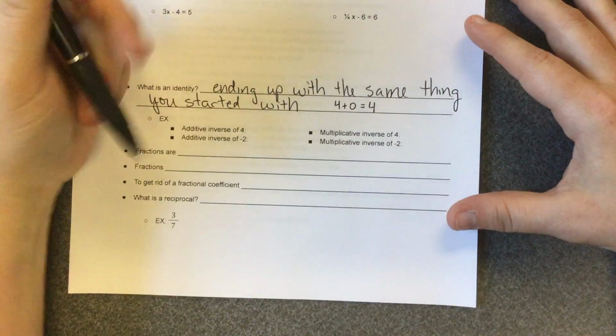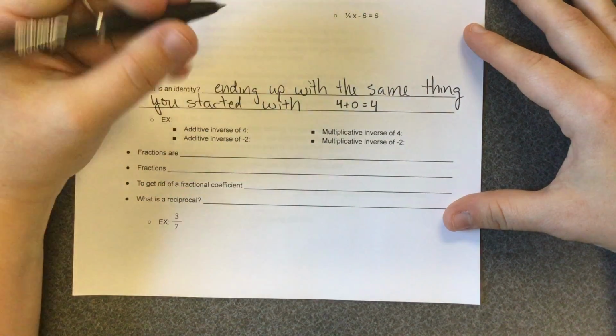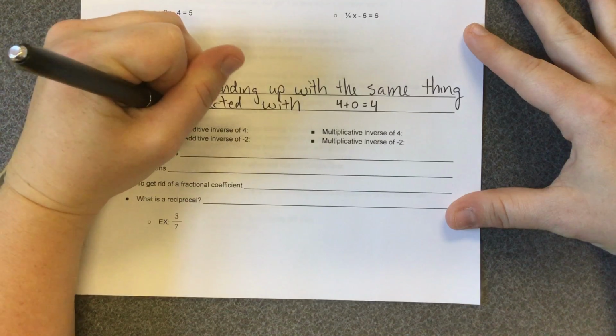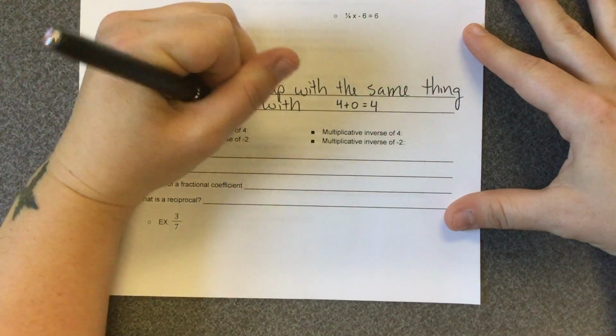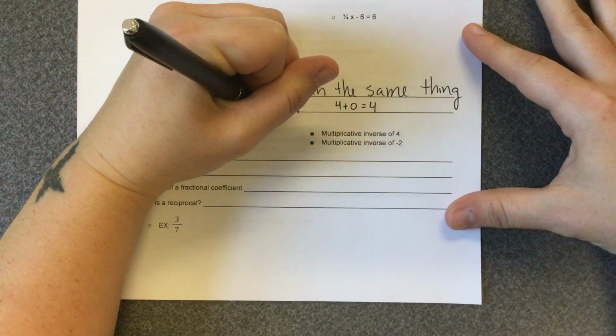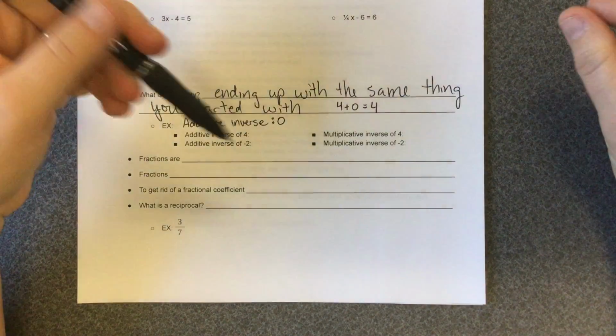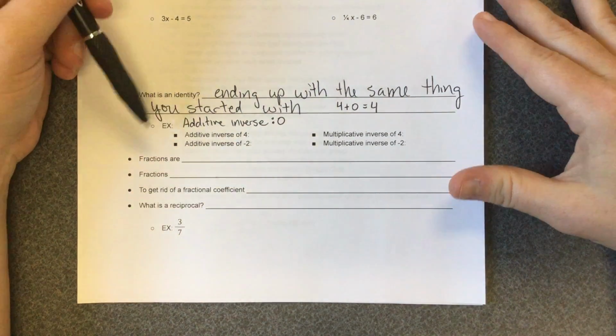So in order to get the identity, you would use the additive inverse, which is 0. The additive inverse is always 0.